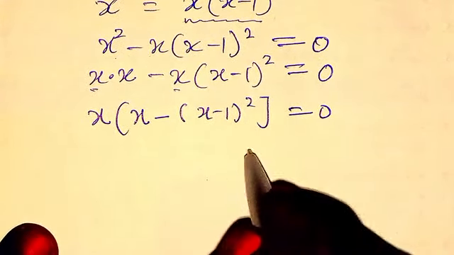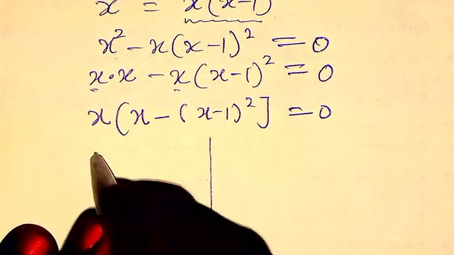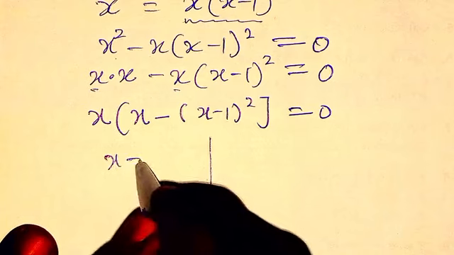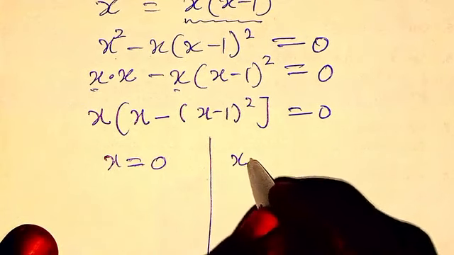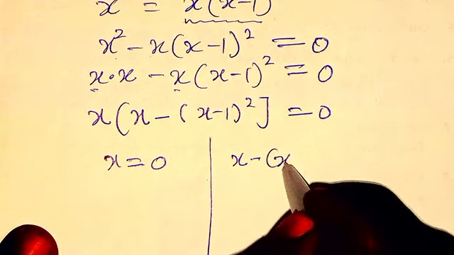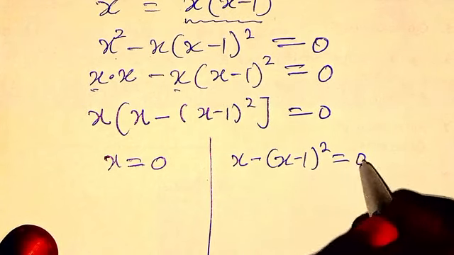So we state that we can have two solutions. We have x equals 0, and we have x minus 1 all squared equals 0.